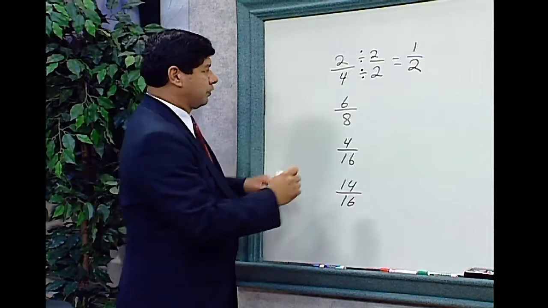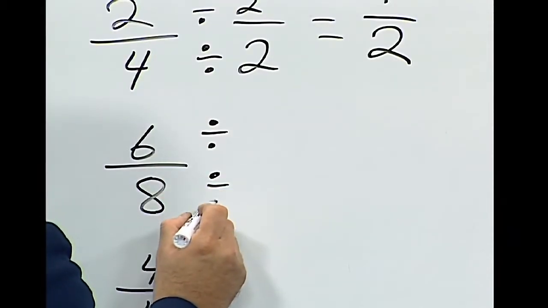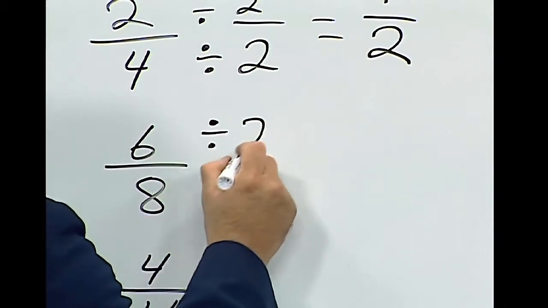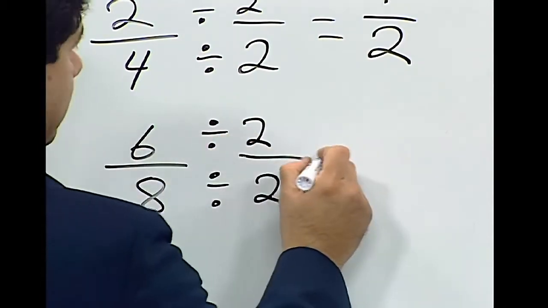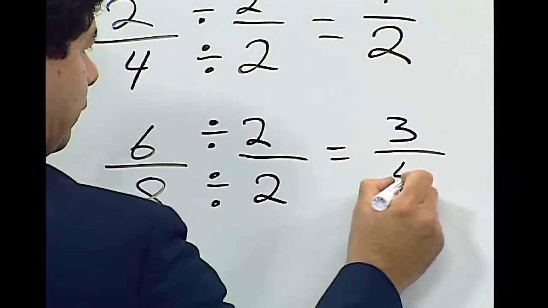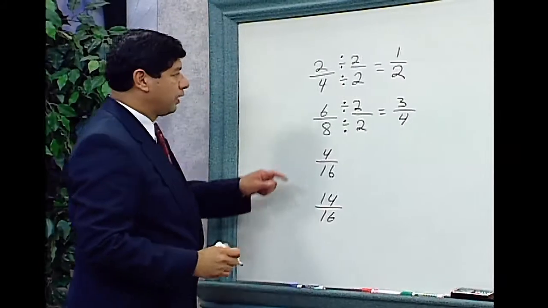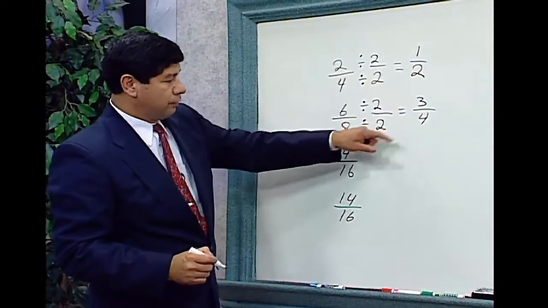Next, we're looking at 6 over 8. Again, we can divide both the numerator and the denominator by 2. And in doing so, 6 divided by 2 is equal to 3, and 8 divided by 2 is equal to 4. So we can show that 6 over 8 is equivalent to 3/4.